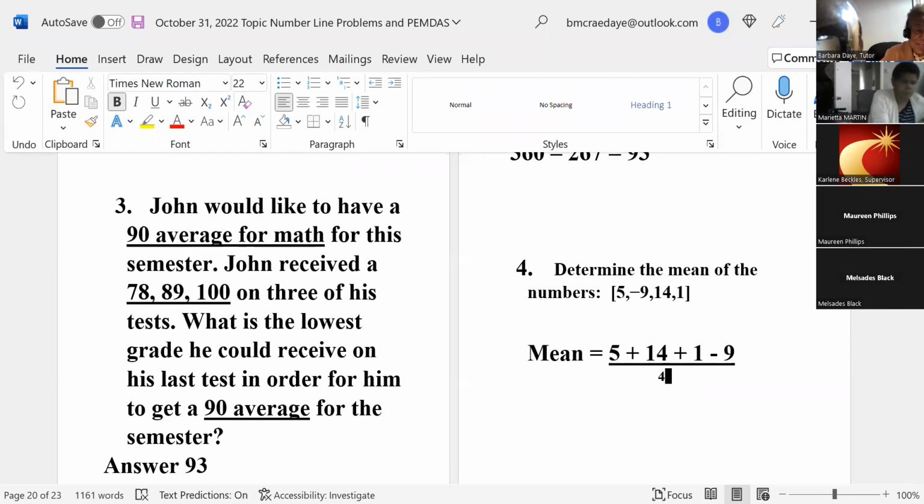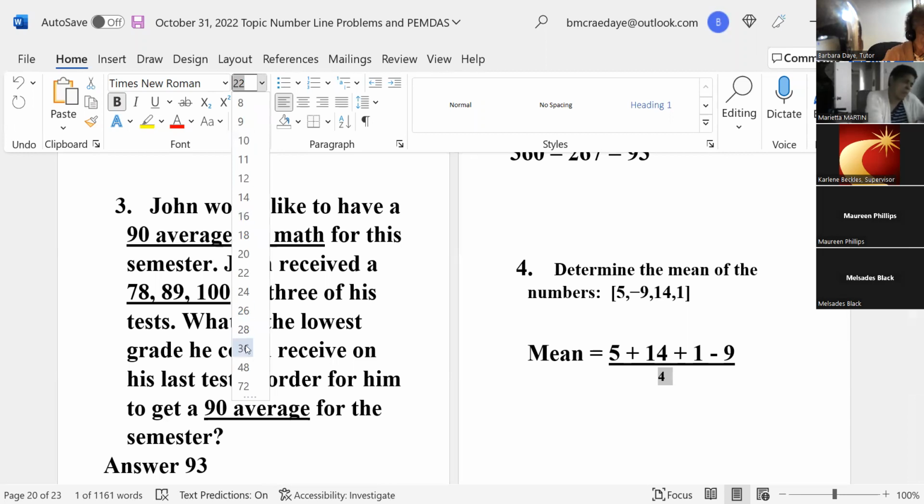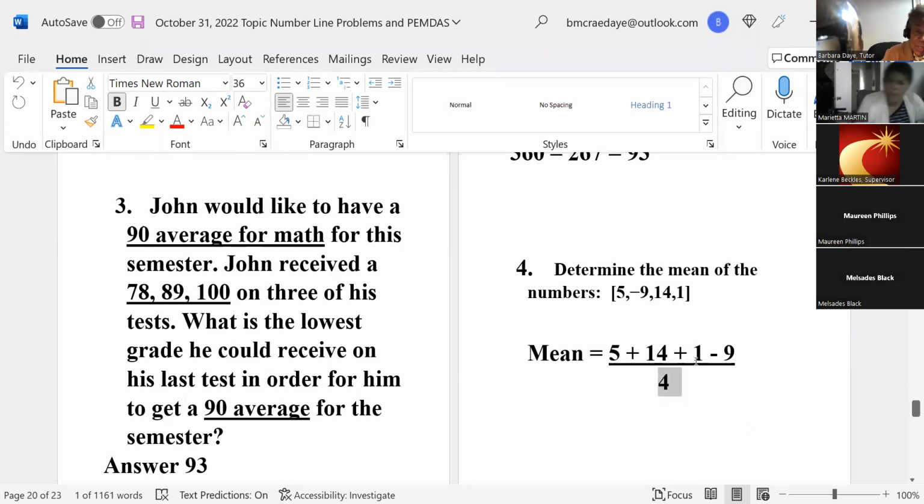Add up all your positives, subtract the negatives. What do you get? Maureen said it. What is it, Maureen? 11. I didn't think of it that way. Yeah, 20, 21 minus 9, 11. So your mean will be 11 over 4. What do we do here, miss? We add 5 and 14 plus 1, add all your positives and subtract the negative.